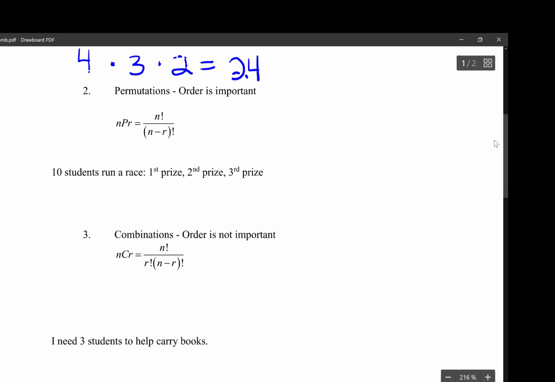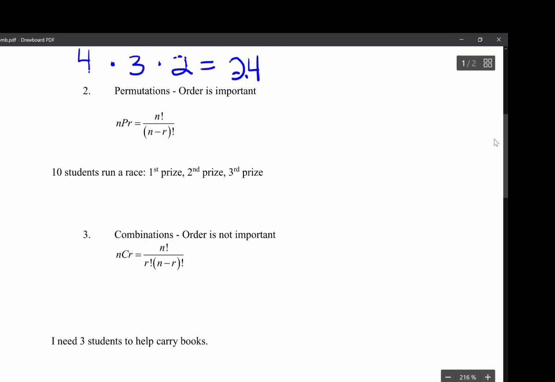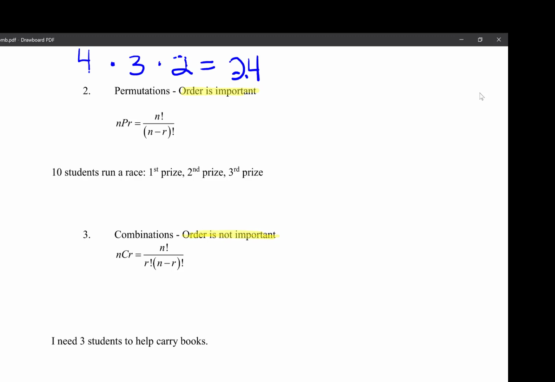Okay, let's look at permutations and combinations. So for permutations, order is important. For combinations, order is not important. Okay? So permutations, order is important. Combinations, order is not important. So for permutations, let's say 10 students go out and run a race.